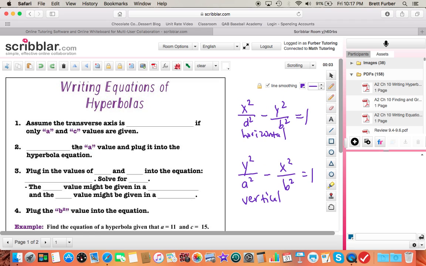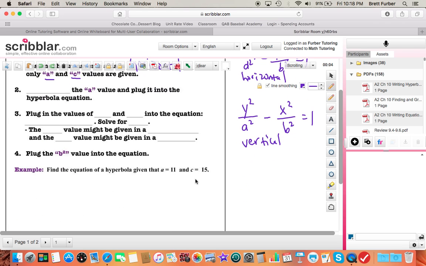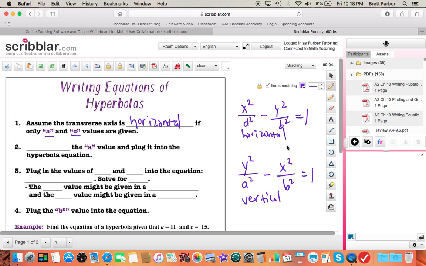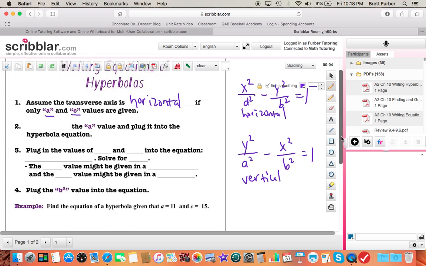Okay, so let me help you write in the steps. The first step is that we're always going to assume that the transverse axis is horizontal if all that is given to us is an a value and a c value. And that's obvious from this example here. The reason is that we're not going to know just from an a value and a c value whether it's on the x-axis or the y-axis. We would only know that if some points were given. So since no points are given, we're just going to automatically assume that those types of problems are horizontal problems. So we would use this equation.